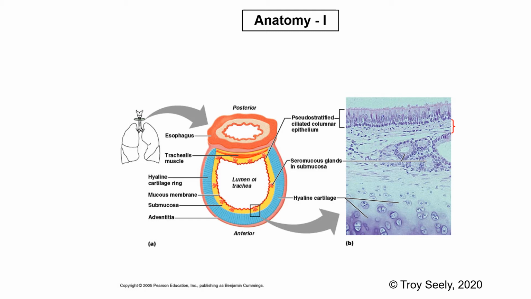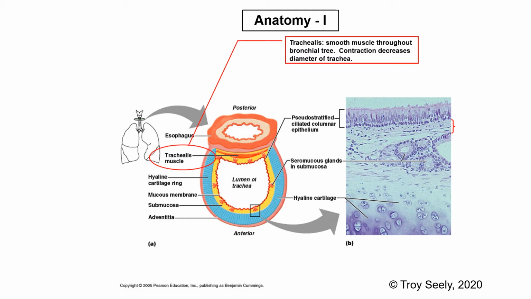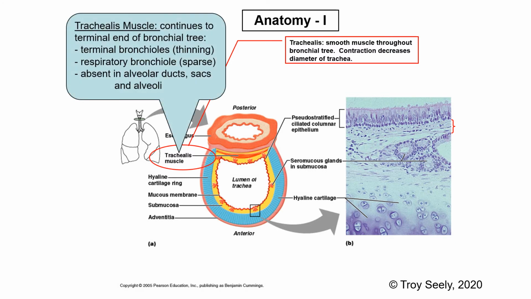We're here in the tracheal region. And so starting, first let's appreciate that there is actually muscle in this region. Here we have the trachealis. It's smooth muscle that is found throughout the bronchial tree. So it's not just in the trachea, it can be found lower down as well. And its role is to try to decrease the diameter of the trachea when it contracts.